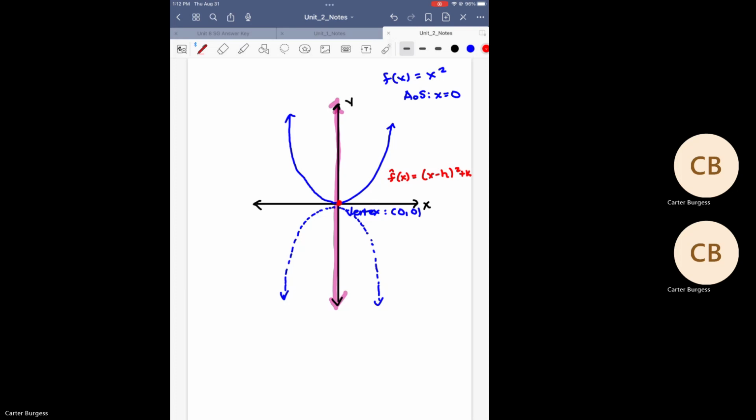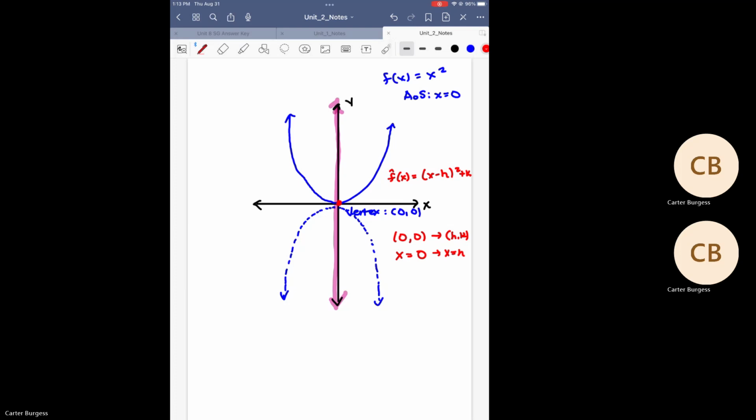And we can think of what this shift does. This is going to take our vertex from 0, 0 and move it to our new location at h comma k. This is going to take our axis of symmetry at x equals 0, move it to a new location. In this case, it's always going to track the x value around which we are centered. So moving this to x equals h.